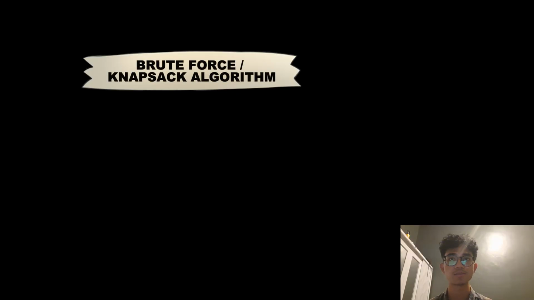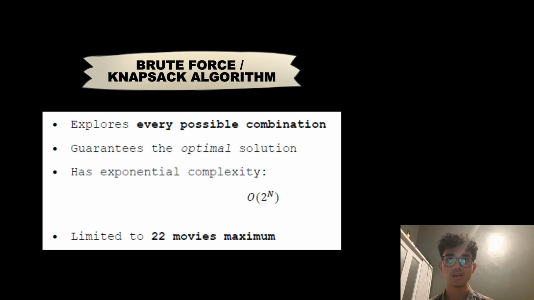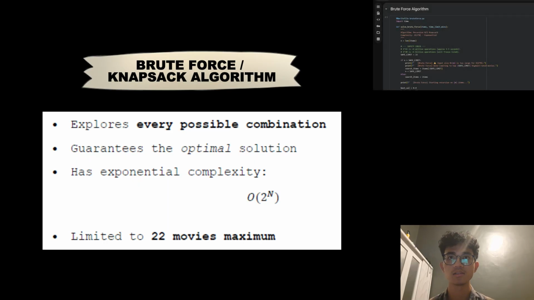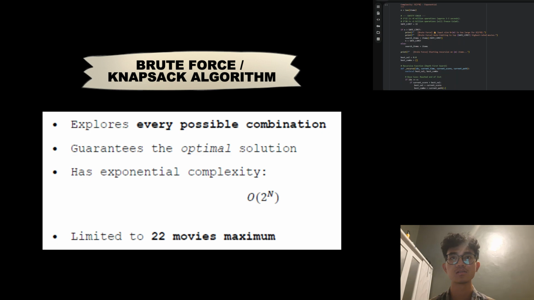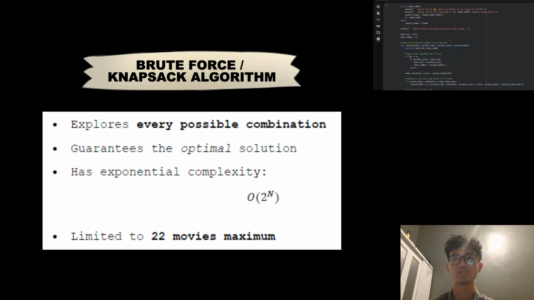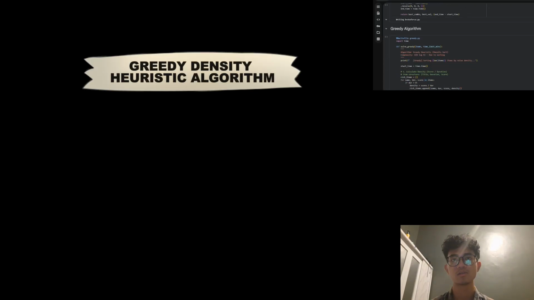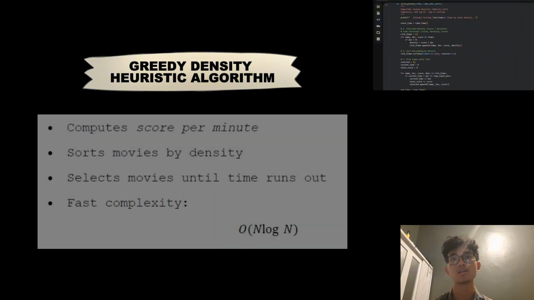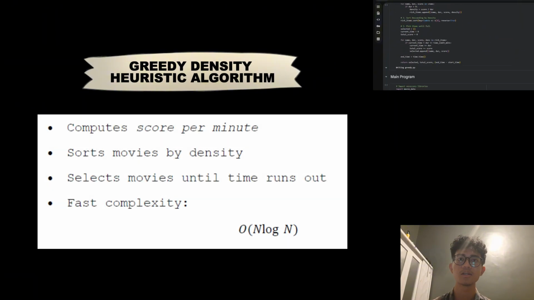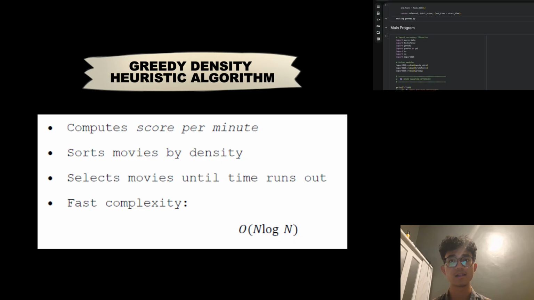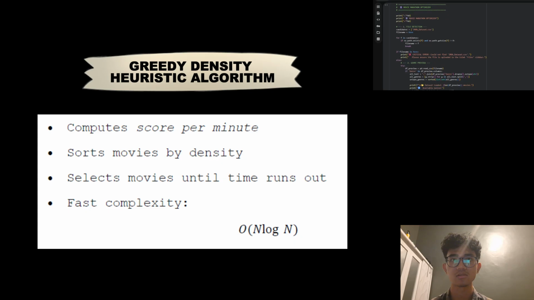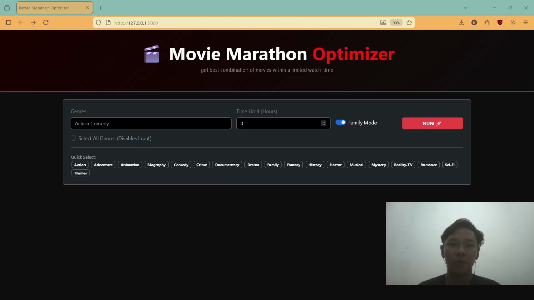We implement two different optimization strategies. First, we use brute force knapsack. This algorithm explores every possible combination and guarantees the optimal solution, but it is limited to 22 movies maximum and has exponential complexity. And for the second algorithm, we use greedy density heuristic. This algorithm computes scores per minute, sorts movies by density, and selects movies until time runs out, with fast complexity. Now let's do a demonstration of the program.